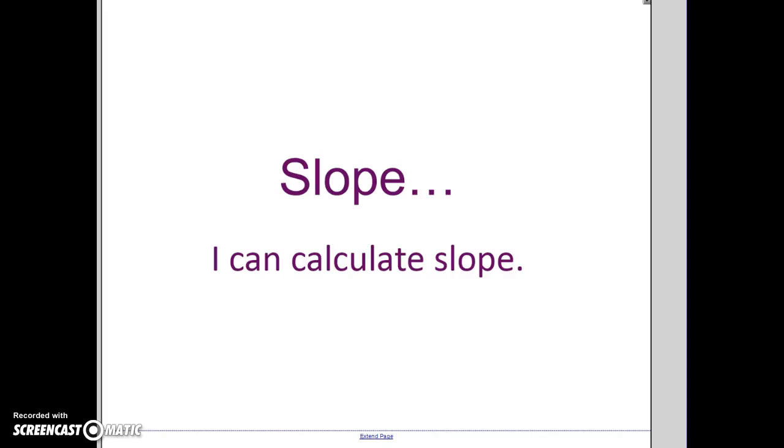Today, we're going to talk about slope. Our learning target is I can calculate slope. But before we calculate slope, we need to understand what slope is.